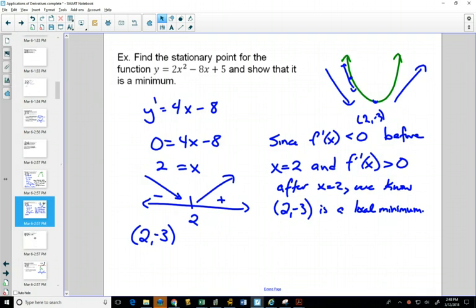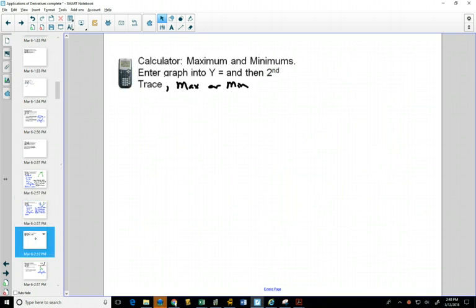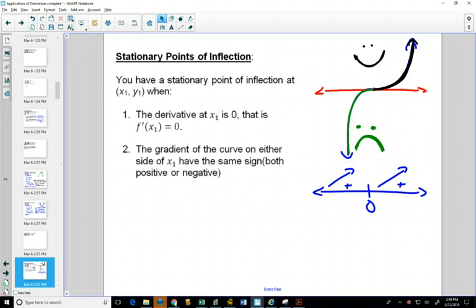Perfect. Okay. Your graphing calculator lets you find maximums and minimums as well. So sometimes you can type a function into your calculator and use it as a way to check to see if you've got the same values that you did with calculus. And now we'll look at our stationary points of inflection.